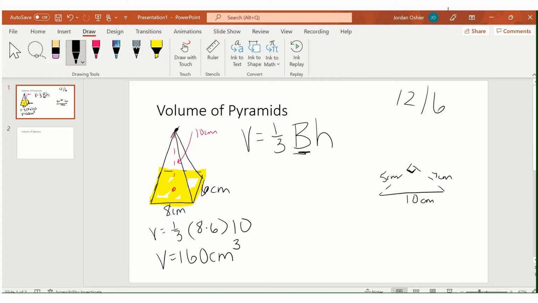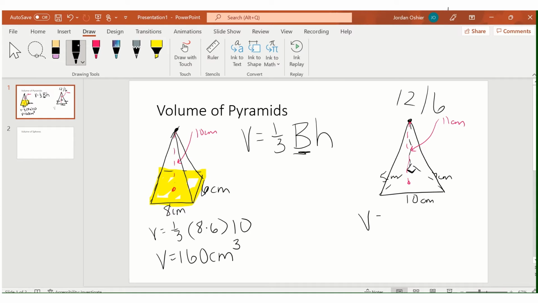That is just my base. Pyramids come to an apex, so I'm going to draw my lines down to each edge, and then a dotted line to that back corner. And I have my triangular pyramid. The height of this triangular pyramid, again, is going to go straight down to the middle of the base, and that value is going to be 11 centimeters for this circumstance.